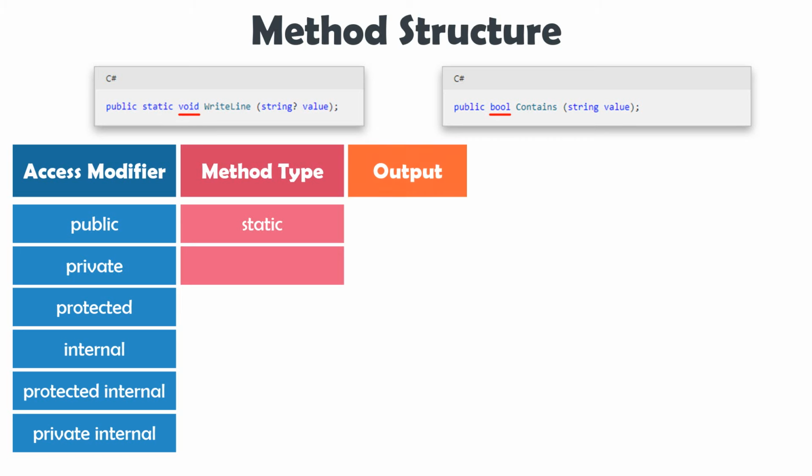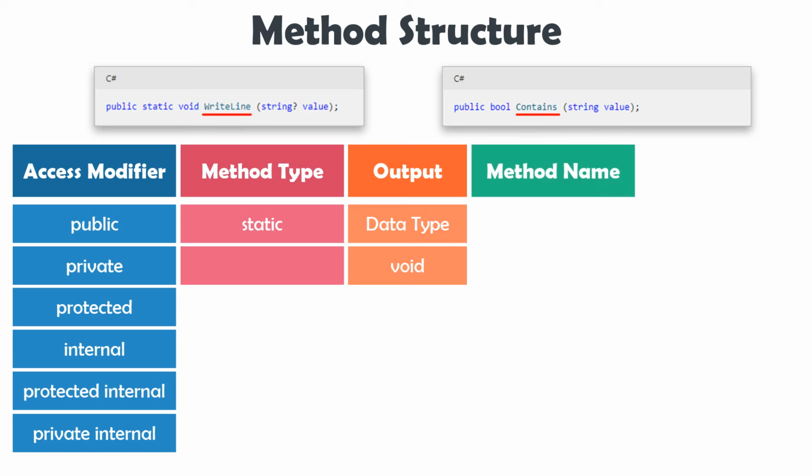The next part is the output. Here we have either a data type or the word void. A data type is, for example, bool for Boolean output, or string for string output, and so on. This means we have an output of type Boolean, for example, so we need to create a Boolean variable to store the result of this method. Or void, which means that we don't have an output from this method.